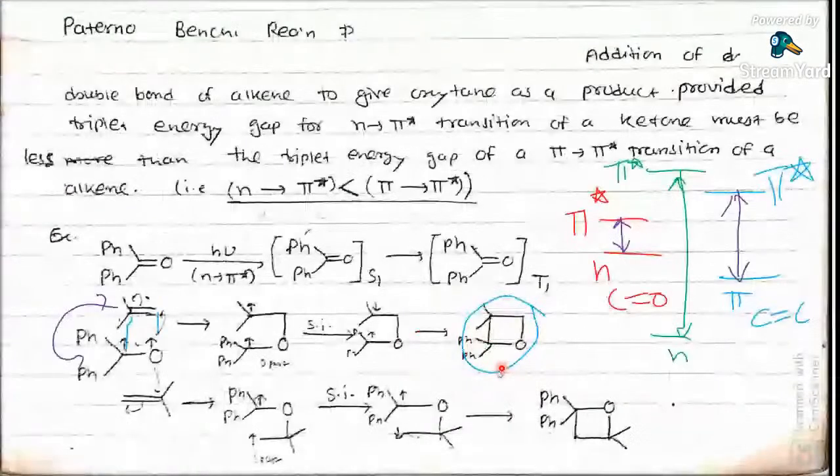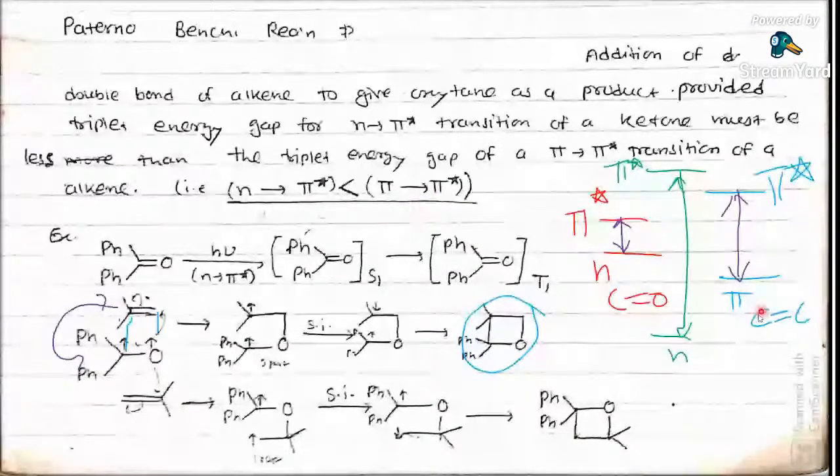Now the Paterno-Buchi reaction. It will be asked in your MSc exam also. It is the addition of the double bond of an alkene to give oxetane as a product, provided the triplet energy gap for the n to pi star transition of the ketone must be less than the triplet energy gap of the pi to pi star transition of the alkene. That is, I have written here, the n to pi star for the ketone should be less than that of pi to pi star for the alkene group.